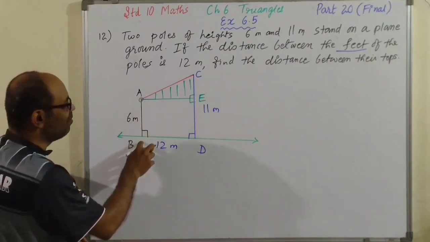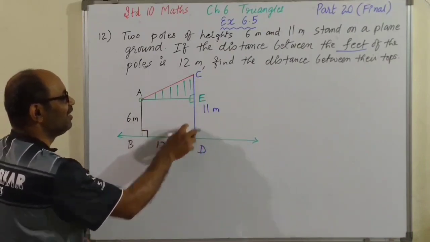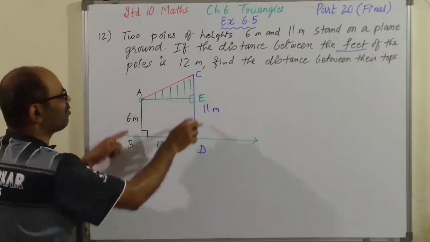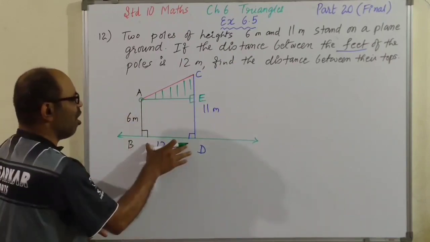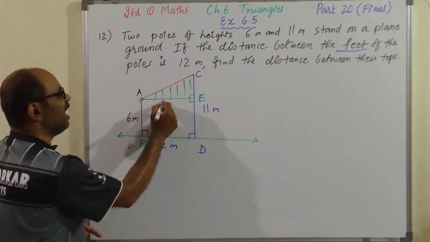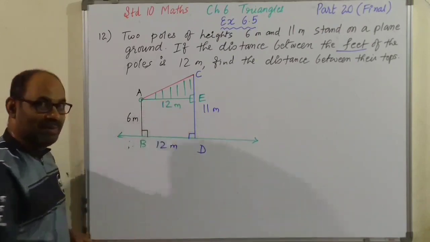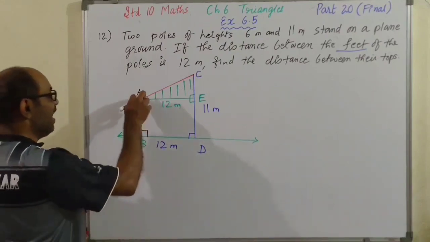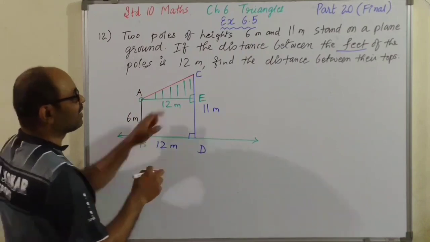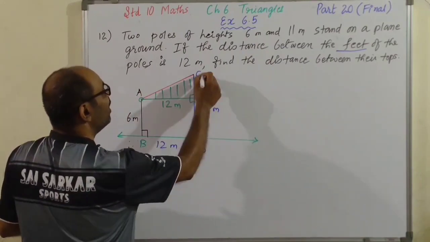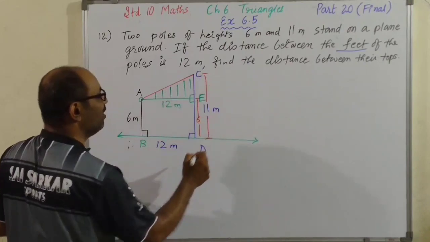In A, B, D, E, 3 angles are right angles, so the fourth angle is also a right angle. So this quadrilateral is a rectangle, so opposite sides are equal. This BD will be equal to AE, so that is going to be 12 meter. In the same way, AB is 6, so ED is also 6. This is 6, and this whole is 11.